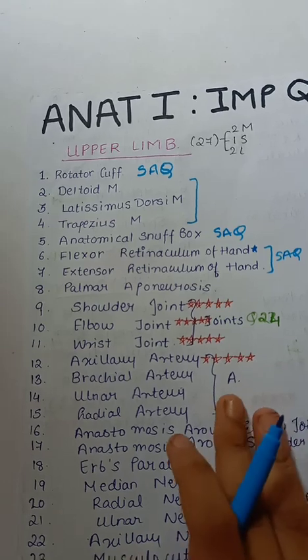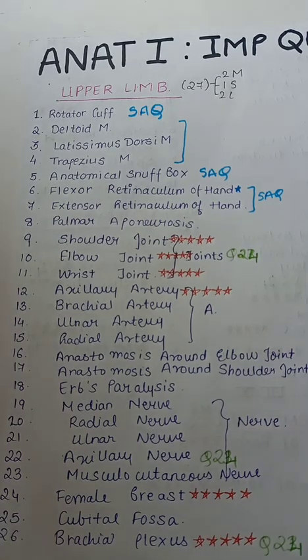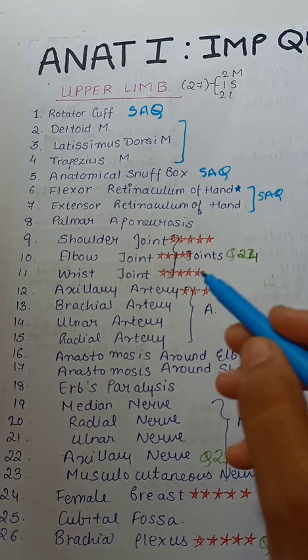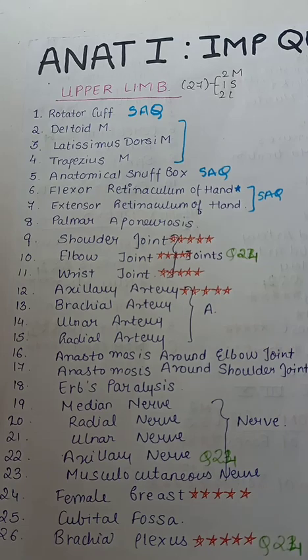Then palmar aponeurosis. Then joints are very important from upper limb as well as from lower limb, so one joint will definitely be present in the examination. Shoulder, elbow and wrist, all three are important. Last year in 2024, elbow joint was asked in the examination.